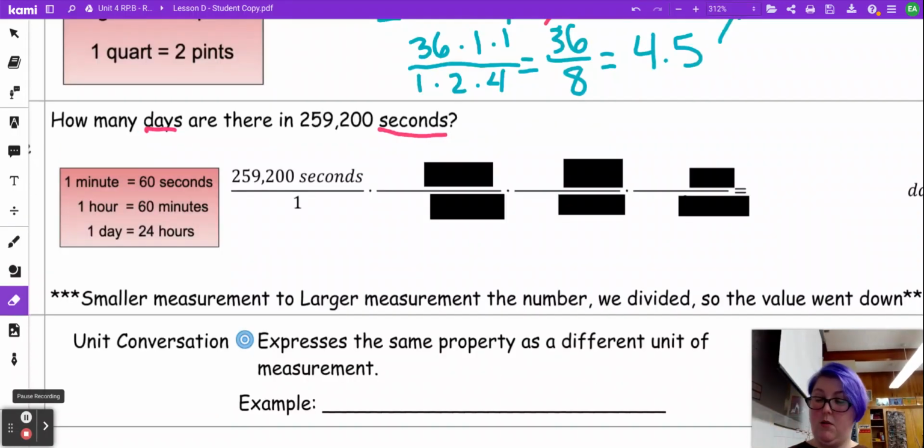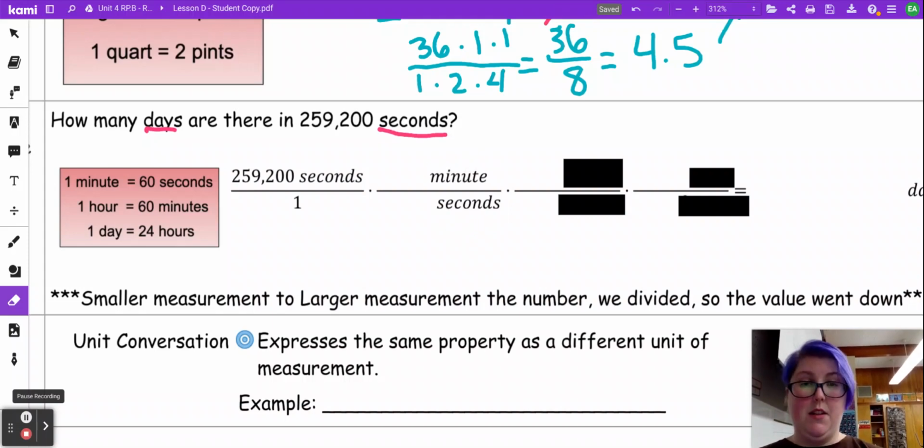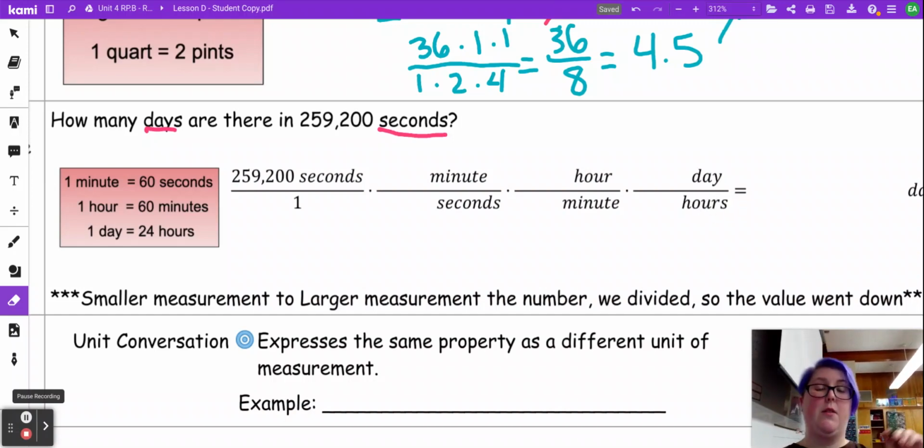All right, so here our word labels are super duper important because we're going from days to seconds. We are going to do 1, 2, 3 conversions. So if you start with 259,200 seconds, then your denominator has to be seconds. Seconds, you'll see translate into minutes. That's what's in the box. And then we have to do minutes in the denominator. And minutes go to hours. That's our next line. And then hours become days. So I have set this up for you. I'm not going to solve it.